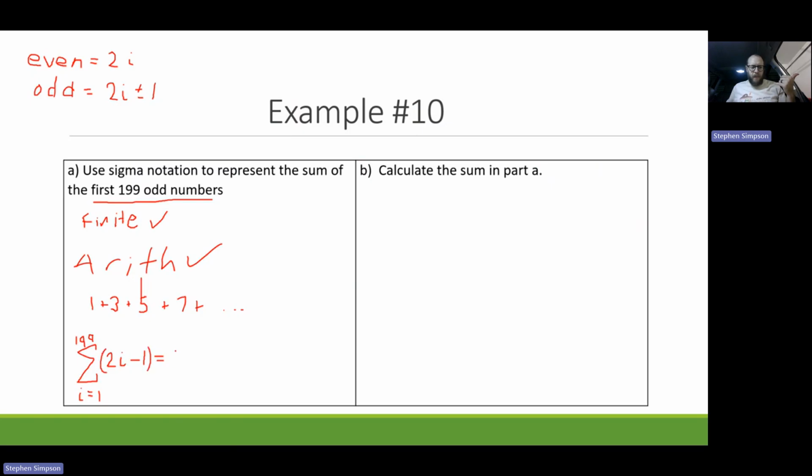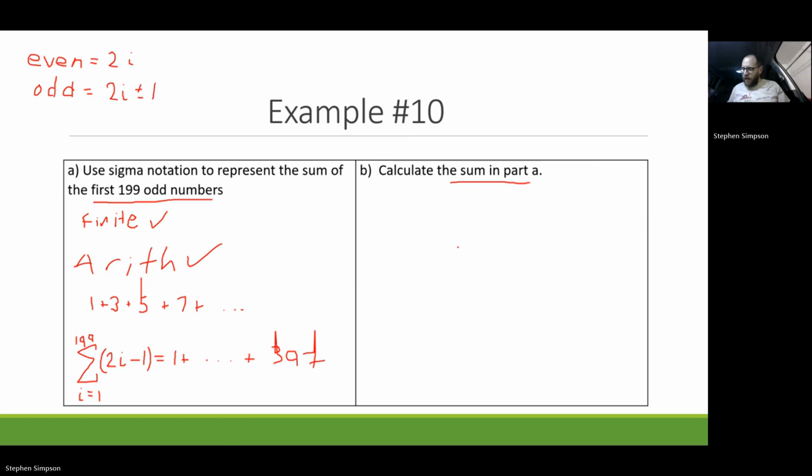What is my last term? I'm going to need my last term to calculate the sum for part B. So I plug in 199 to the formula. That's 2 times 199, which is 398, minus 1. So 397.